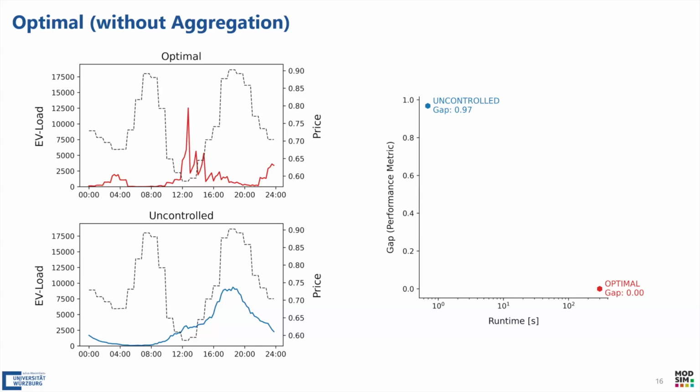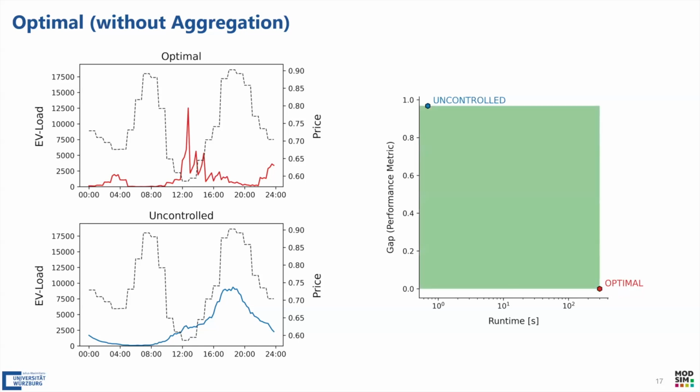And in terms of our metric, we can see here what that means. So the gap value for uncontrolled charging would be almost 1. So it would be almost twice as expensive to do this uncontrolled charging as compared to the optimal case. And we can also see, though, that the runtime of the optimal is significantly longer than just uncontrolled charging. It's about 3 orders of magnitude more.